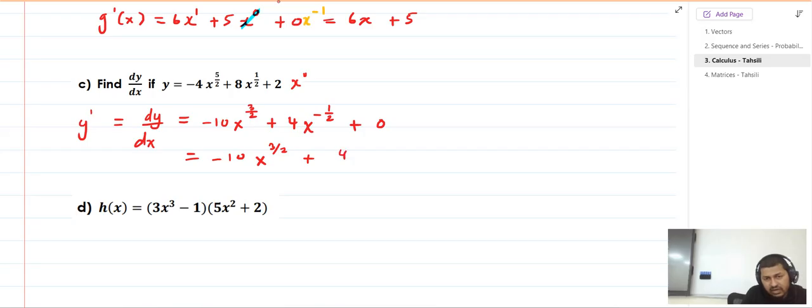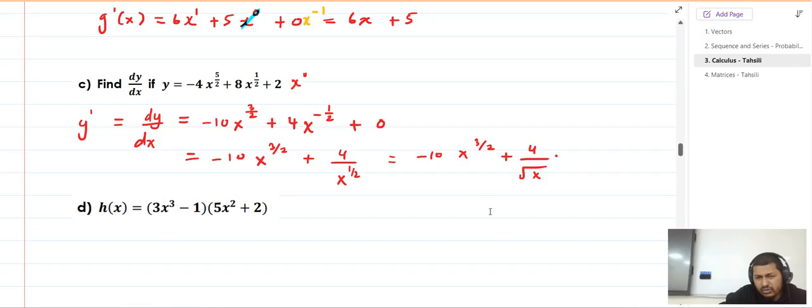X to the power negative half means it goes down, it's a negative exponent, right, which is negative 10 x to the power 3 over 2 plus 4 over the square root of x. Remember, x to the power half is square root x, because inside is 1, outside is 2. I hope you guys understood that.